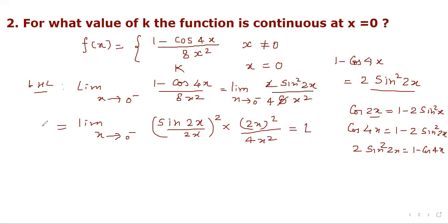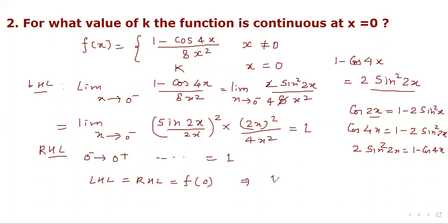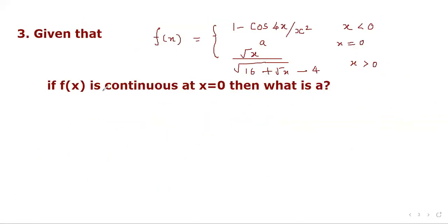So if we find RHL, the same process is to be adopted, except 0 minus will be replaced by 0 plus, and other things will remain the same. So the value we will get is 1. Since the function is continuous, LHL equals RHL equals the value of the function, so f at 0. So we will get 1 equal to k. Now let's go to the next question.